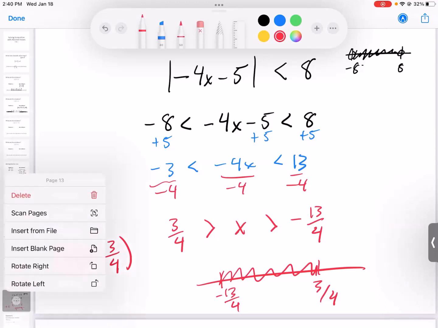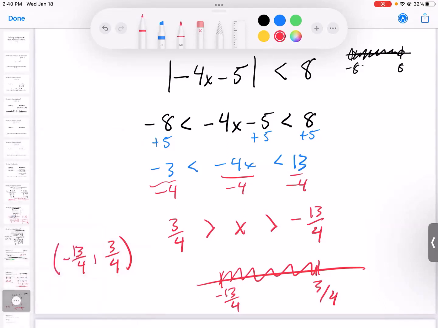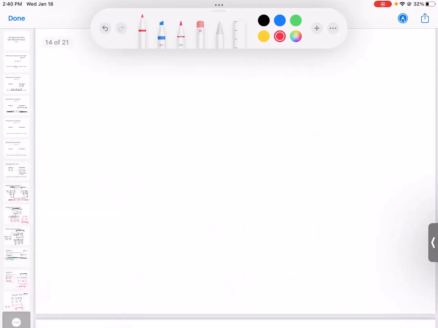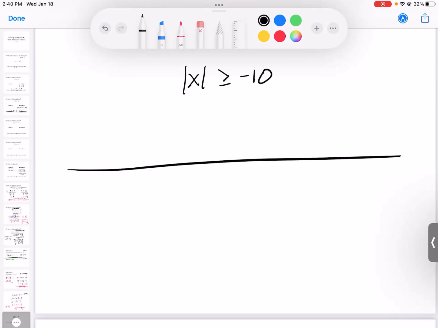Okay, which number is it? 2? Okay. Maybe I'll just make a blank slide. Okay, and what's the problem? The absolute value of x is greater than or equal to negative x. So what numbers on the number line would make that true?